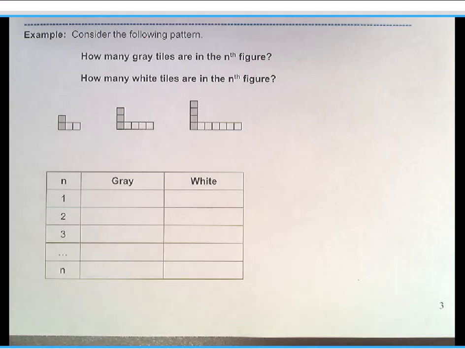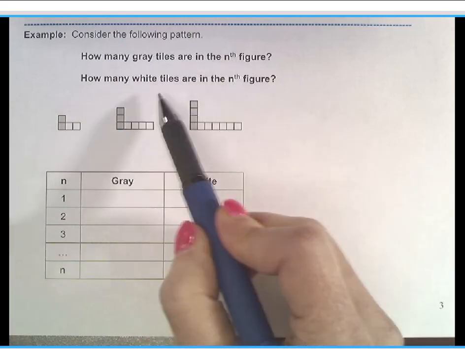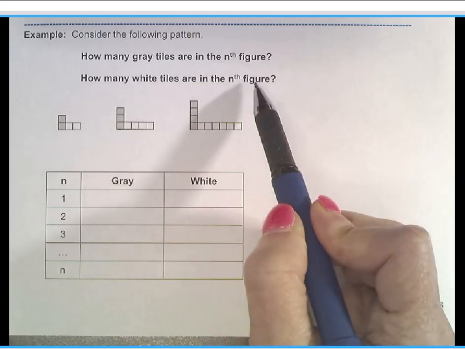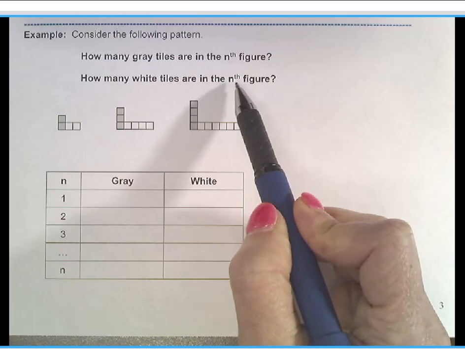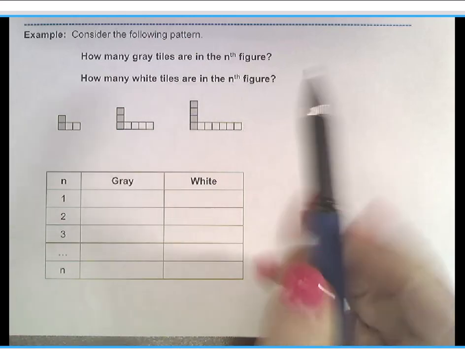So we'll try to be very systematic about this. I'm going to set up all these problems with a table because I think it makes it easier to organize our thoughts. So the questions are going to say how many gray tiles are in the nth figure, meaning any generic figure, and how many white tiles are in the nth figure. So maybe the 20th figure or the 50th. Could we come up with some sort of a little expression that could help us figure this out?